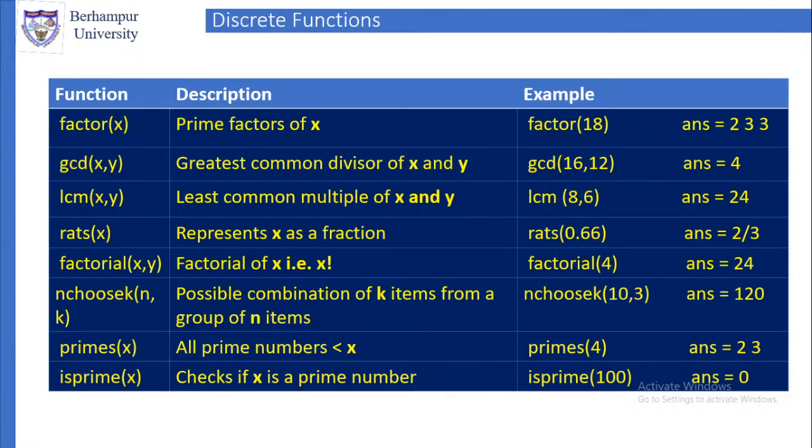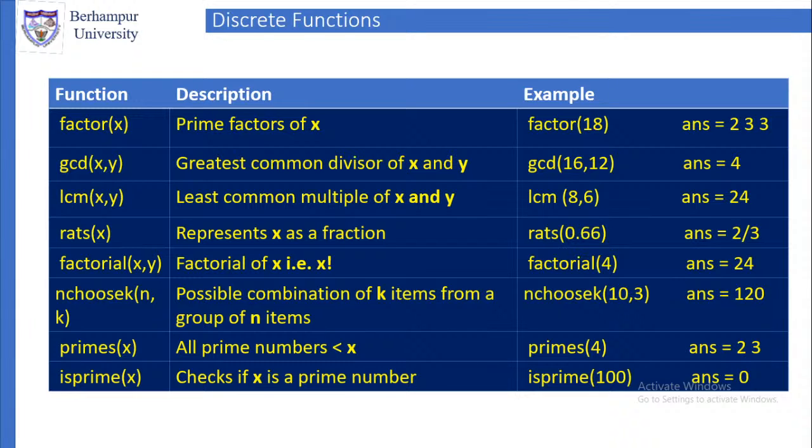Factorial x, this gives you the factorial of x. So factorial 4 will be 24. Factorial 3 will be 6. So this way you can find out what is the factorial of a number. So just write factorial and within brackets the number.